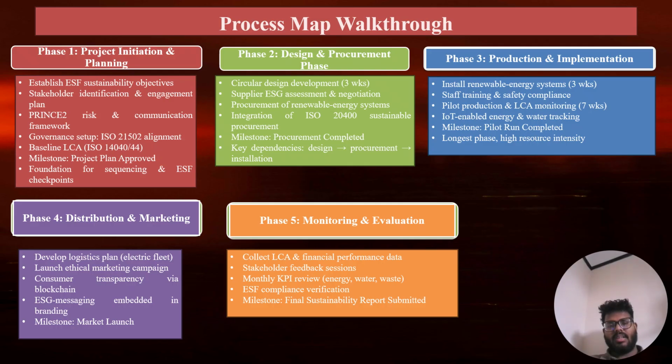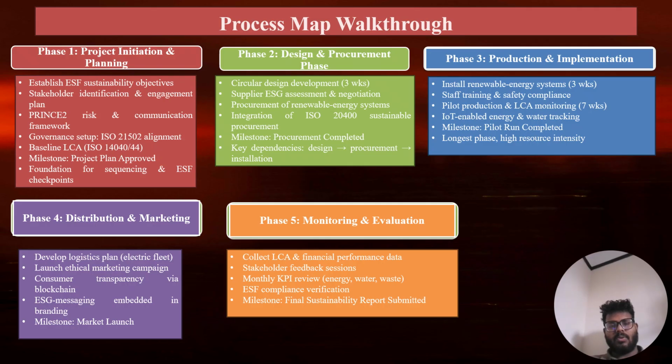The third phase, production and implementation, is the longest and the most resource intensive. It starts with installing renewable energy systems, including solar arrays with waste heat recovery units. Worker training and safety compliance follow to ensure safe operation and alignment with ethical labor standards. A 7-week pilot production run is then conducted to test closed-loop dyeing, fiber-to-fiber recycling, and waste reduction performance. IoT sensors monitor energy and water use in real time, feeding data into project dashboards. This phase concludes with the milestone pilot run completed.